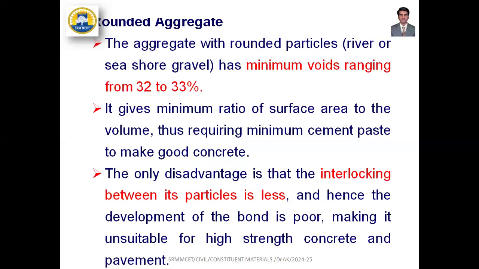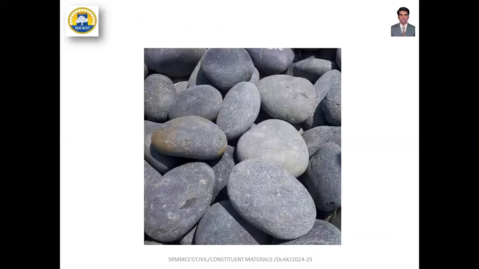So rounded aggregate. The main advantage of using rounded aggregate is getting the minimum voids, ranging from 30 to 33 percent. But the main disadvantage of using rounded aggregate is that the interlocking property between the aggregates will be very less, so it cannot be used for obtaining high strength concrete. This is the image of the rounded aggregate.